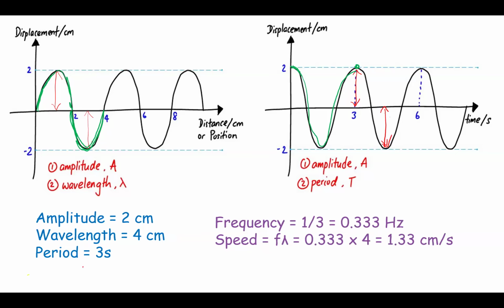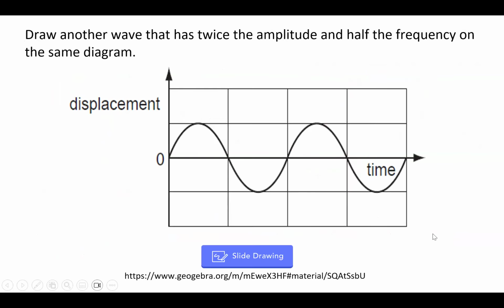This is how I interpret the graphical representation of waves. Next, I have another example. Draw another wave that has twice the amplitude and half the frequency. I couldn't determine the frequency directly, but I can find the period, or you can think about the definition of frequency. What is the definition of frequency? It is how many waves in 1 second.